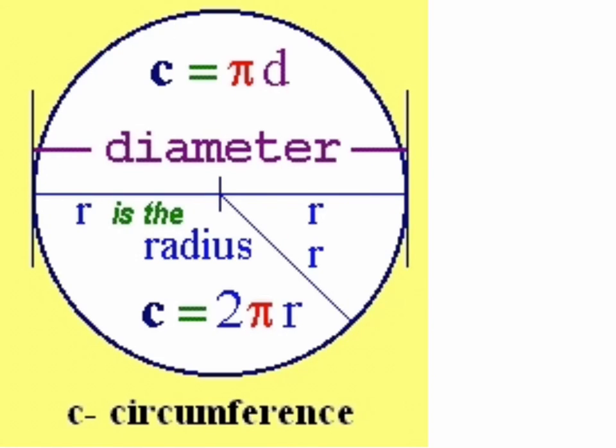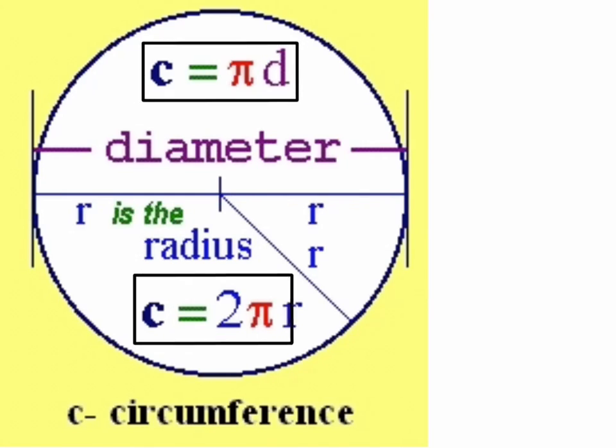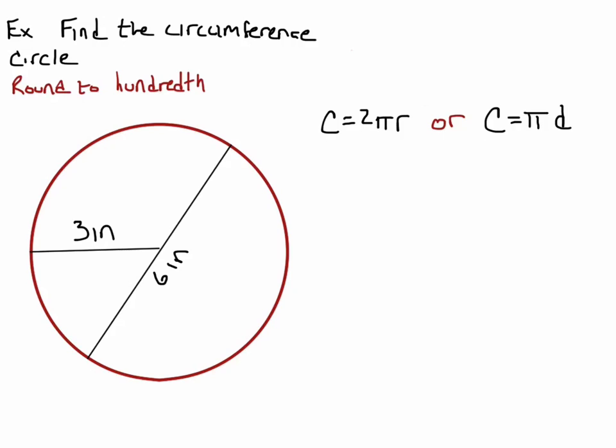Alright, so circumference, there's two formulas, and I'll box them in for you. Right there, or right there. So, C equals, or C equals. So let's look at an example. So there's two ways to do this. We can use radius or diameter. So let's try it.